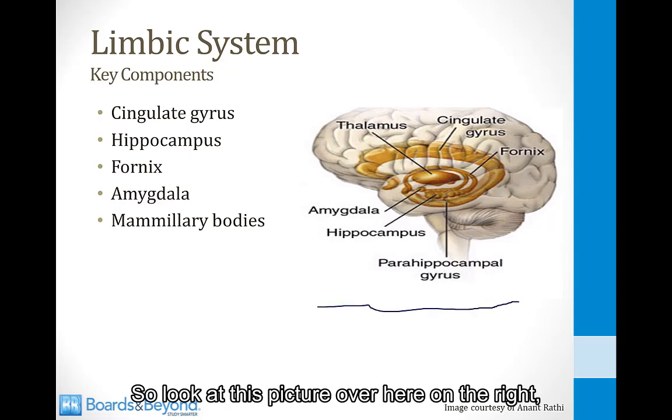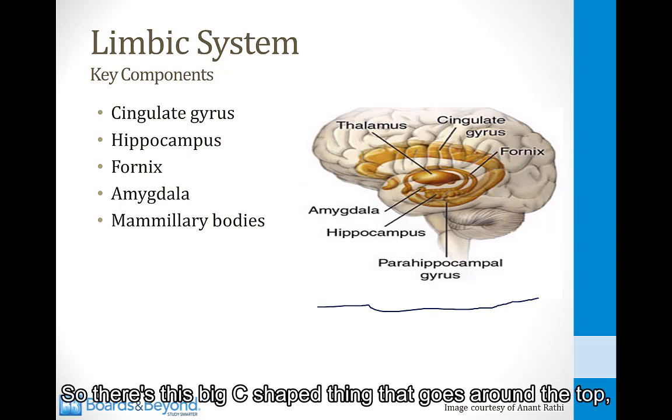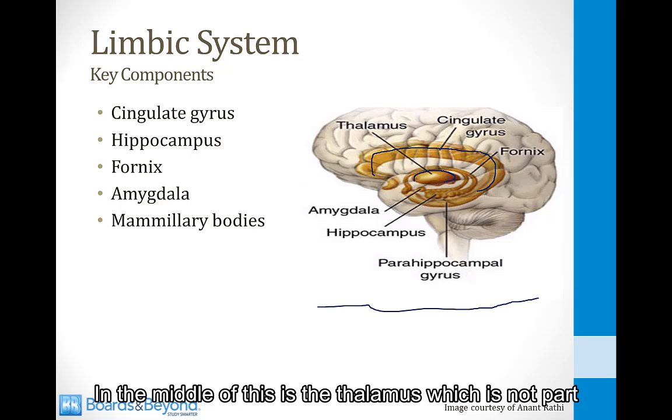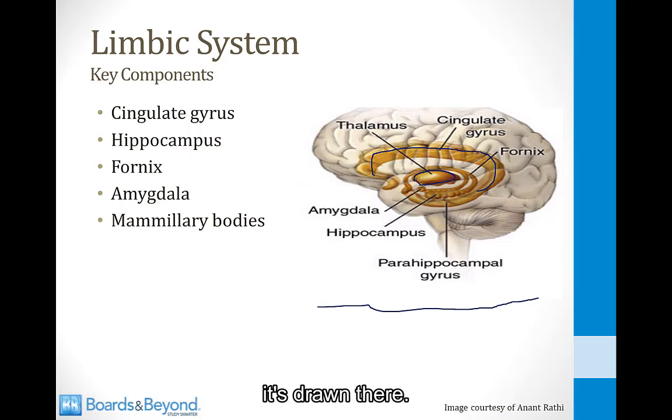So look at this picture over here on the right. This shows the main components of the limbic system. So there's this big C-shaped thing that goes around the top, and that's the cingulate gyrus. In the middle of this is the thalamus, which is not part of the limbic system, but just to help orient you, it's drawn there. There is something called the amygdala, which is a small round thing right here. This is the hippocampus right here, and then this is the fornix right here.